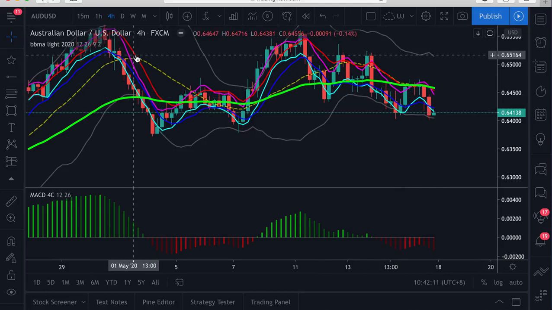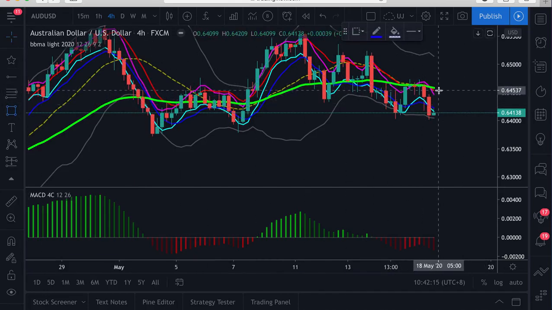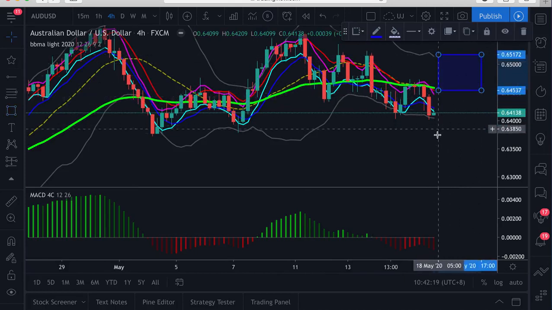Okay, so AUD USD, we would enter here. We might miss the trade, but if we miss it, it's okay, right?